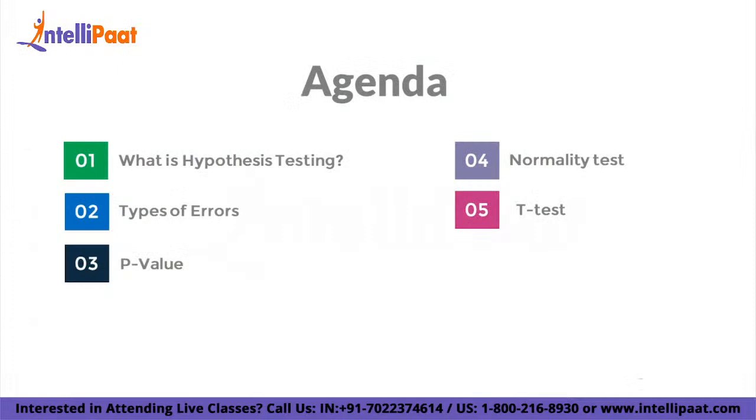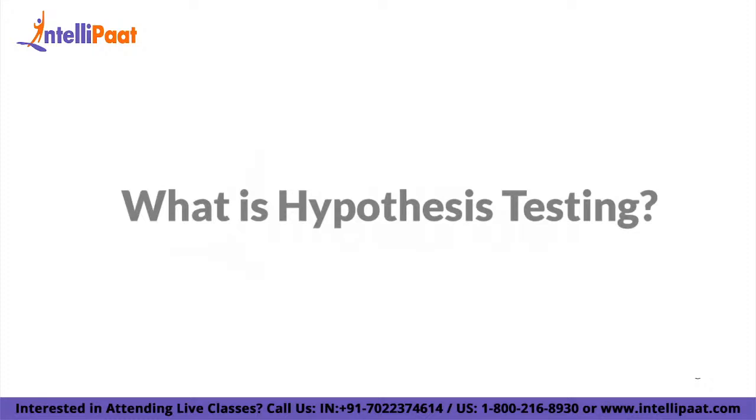Now, moving to the agenda, first we will learn what hypothesis testing is. After that, we will see the steps involved in hypothesis testing. Then we will see the types of error, that is type 1 error and type 2 error, and then we will see what a p-value is. The p-value in hypothesis testing is used to show whether the outcomes of a test are statistically significant or not. Once we have an idea about the p-value, we will see what normality and t-test are, along with the practical implementation. Alright guys, so let's start with hypothesis testing.